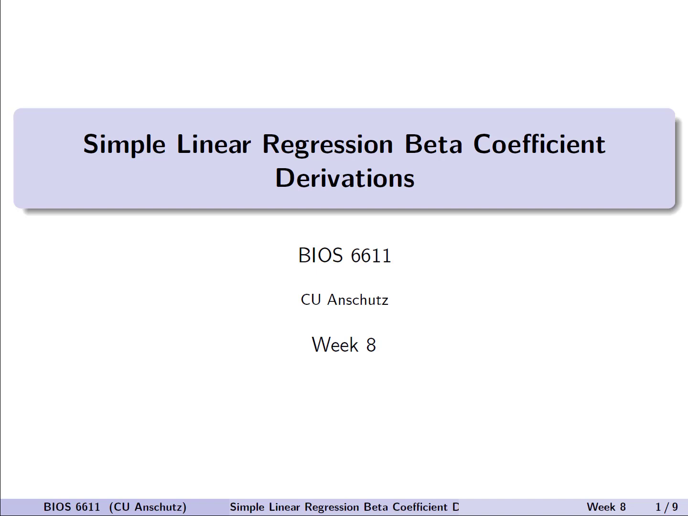Greetings Bio 6611. In this set of lecture slides, we're going to work on deriving the beta coefficient formulas we saw last week for simple linear regression. We'll start with a brief review of that idea of least squares estimation, of how we're going to derive our coefficients, and then we'll get to work at actually deriving them and showing step by step how we get there.